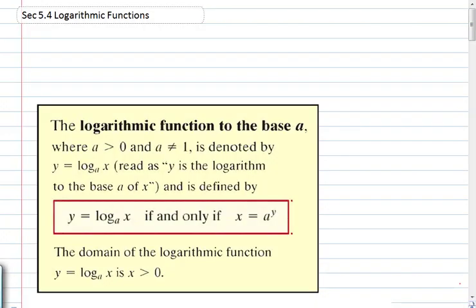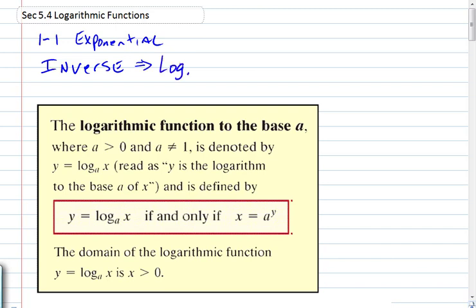Remember in the previous section, we saw that exponential functions are one-to-one. And that one-to-oneness of exponential functions guaranteed that we would have an inverse. So the inverse is going to be the logs. Remember the definition of the exponential function?